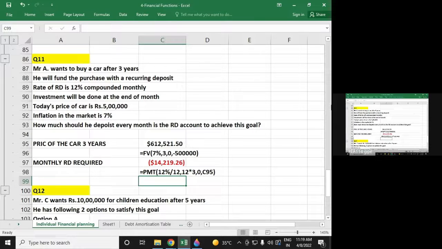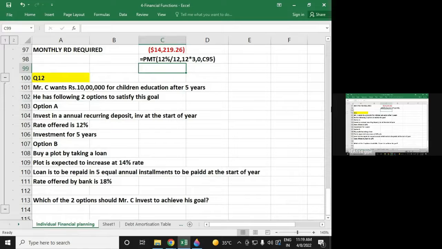Yes. Correct. And the last question is, again, a typical investment planning example. A wants 10 lakhs for child education after 5 years. And there are two ways he is going to fulfill the goal. One is you start with the annual RD, annual recurring deposit account शुरू कीजिए. उसमें rate is 12%, investment for 5 years, and investment is happening at the start of the year. इतना पैसा, an amount of money you put every year at the start of the year, and at the end of 5 years it will become 10 lakhs.